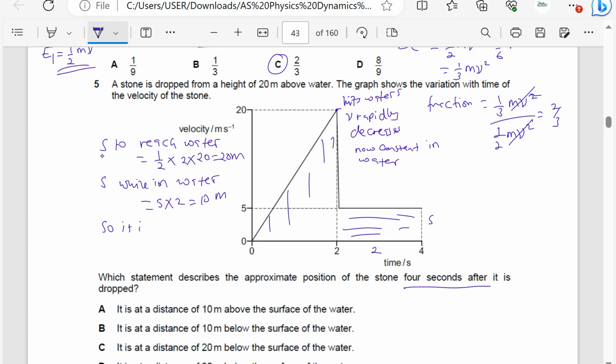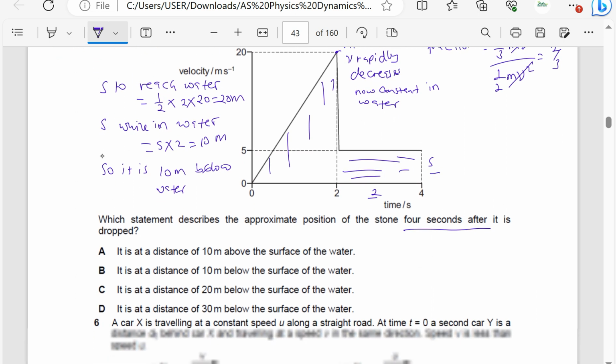So it is simply going to be 10 meters below the water, because it travels a distance of 20 meters to reach the water, and then the distance while in water is 2 times 5. So this is the distance it covers while it is in water. Which statement describes the approximate position of the stone 4 seconds after it is dropped? It is at a distance of 10 meters above the surface of water, not at all. It is below the water. It is at a distance of 10 meters below the surface of the water, so the answer is B.